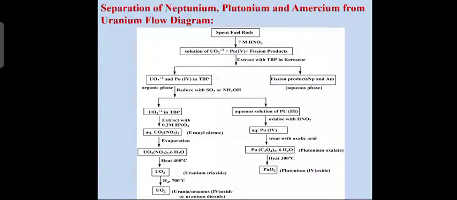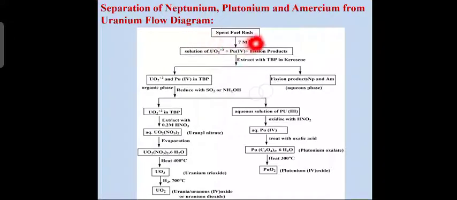Next slide. So here a flow chart is given. If you just explain the flow chart, that is sufficient. So in brief, the flow chart is sufficient: separation of neptunium, plutonium and americium from uranium.